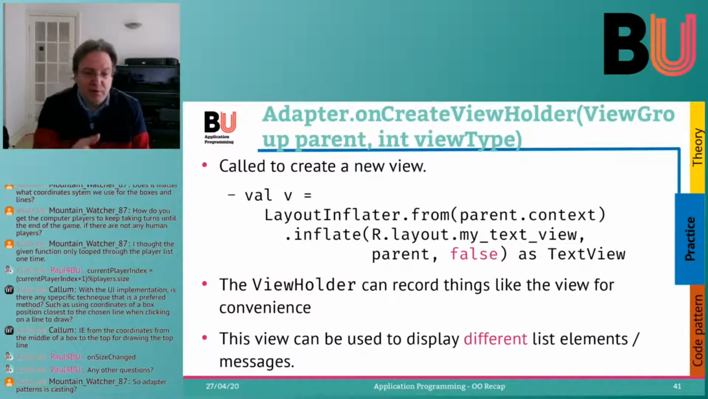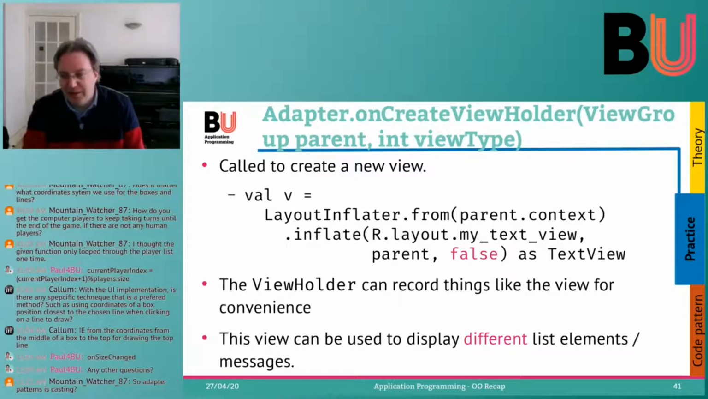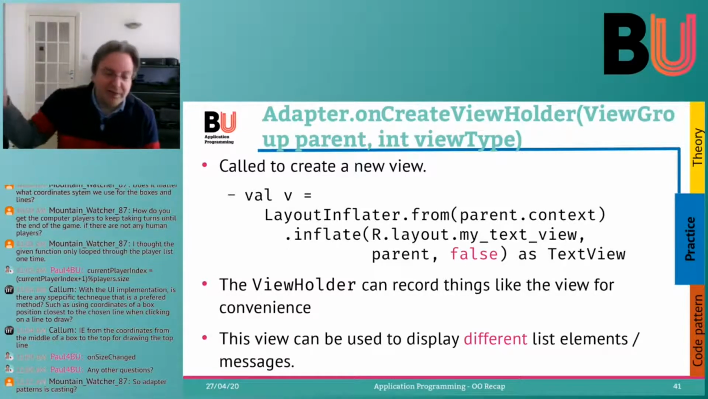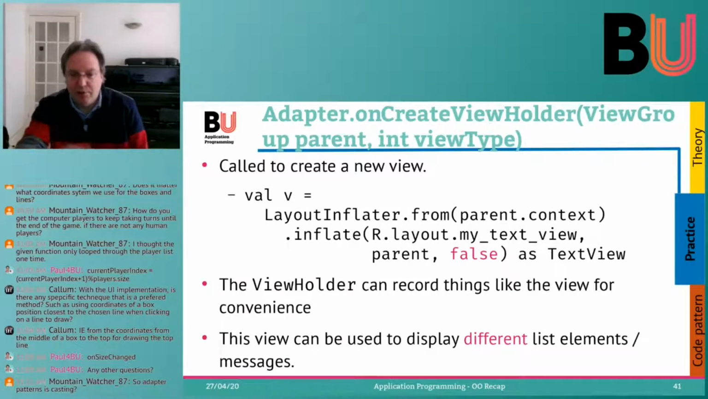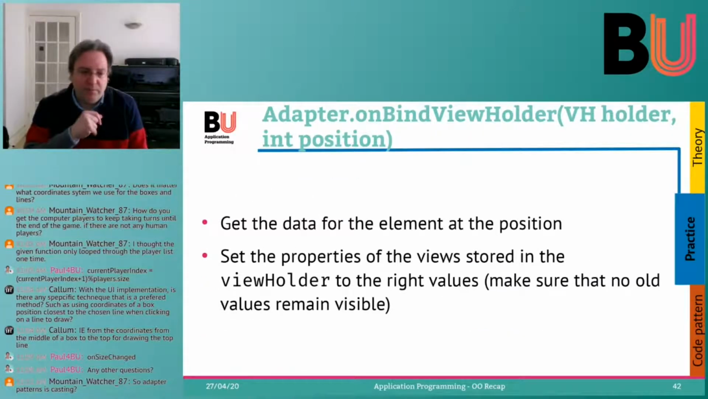So then the view holder can record stuff for your convenience. If you have a particular view that gets the username, you might have a username view and a message view or whatever you want. You can record those, and then when you set stuff, you don't need to use findViewById to get those. A view holder also has a few extra properties that are helpful, so it knows what the current item is that is being displayed, etc.